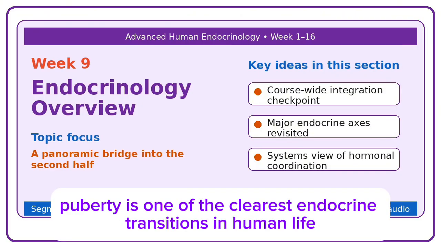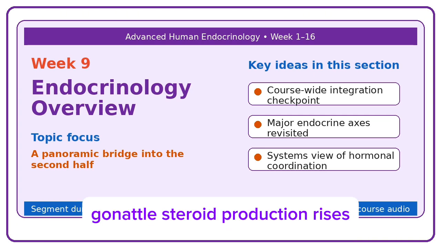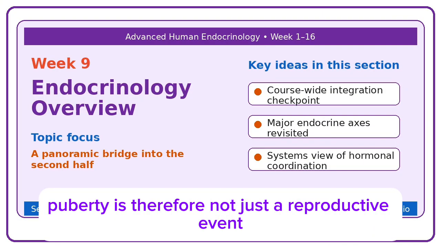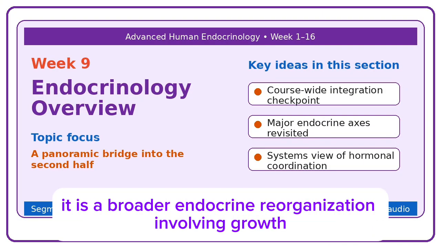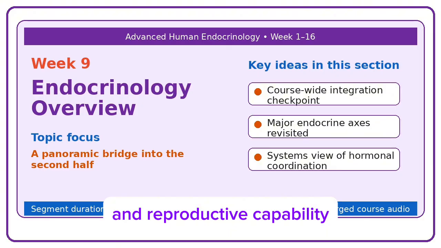Number 4. Puberty as an endocrine transition. Puberty is one of the clearest endocrine transitions in human life. During puberty, hypothalamic and pituitary signaling changes, gonadal steroid production rises, growth accelerates, and secondary sex characteristics emerge. Puberty is therefore not just a reproductive event. It is a broader endocrine reorganization involving growth, body composition, bone maturation, and reproductive capability.